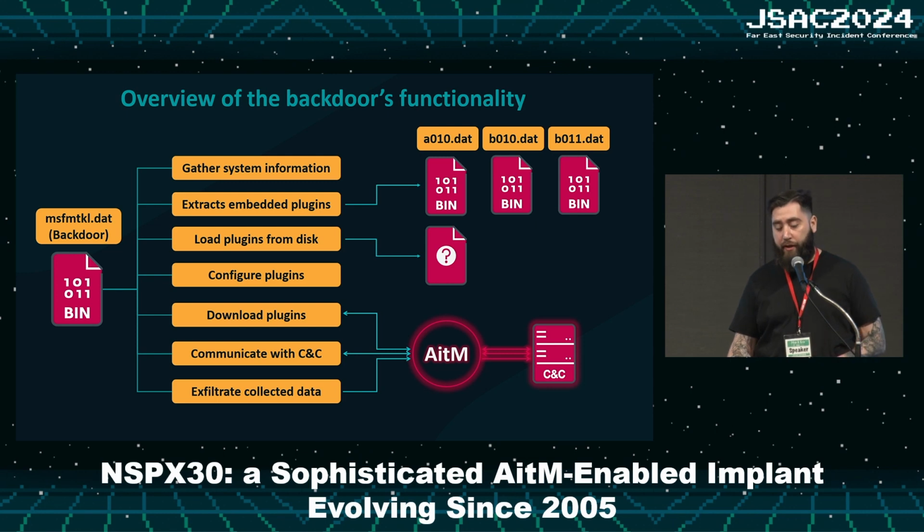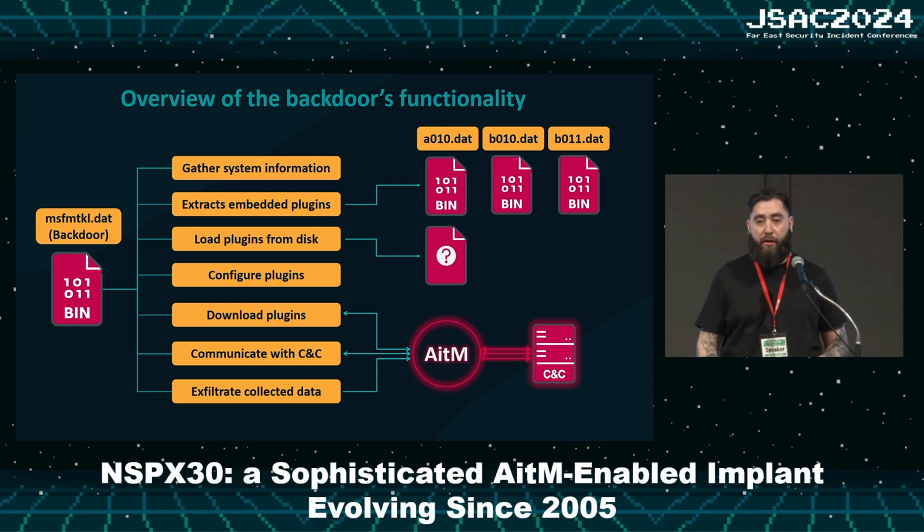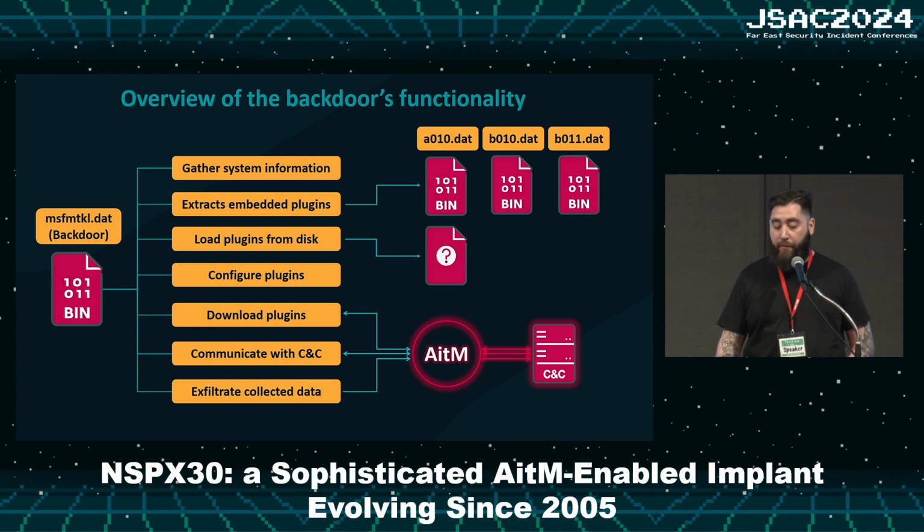Now we'll talk a little bit about how the backdoor works. The backdoor is actually quite small, and most of its functionality is about administration of the plugins and exfiltration of collated data. But it can also communicate with the CNC server and receive commands to, for example, open a reverse shell and do some basic file operations.